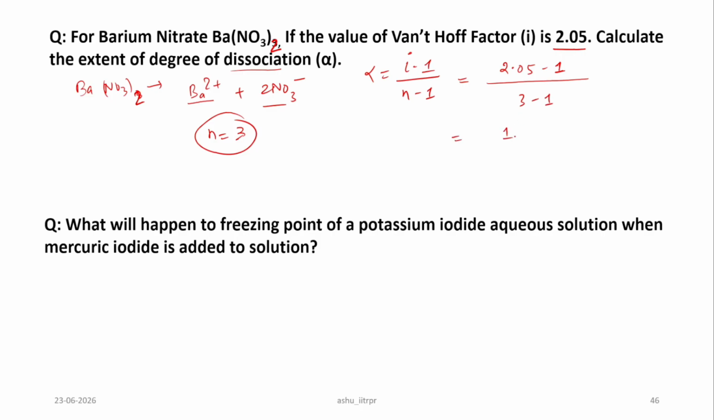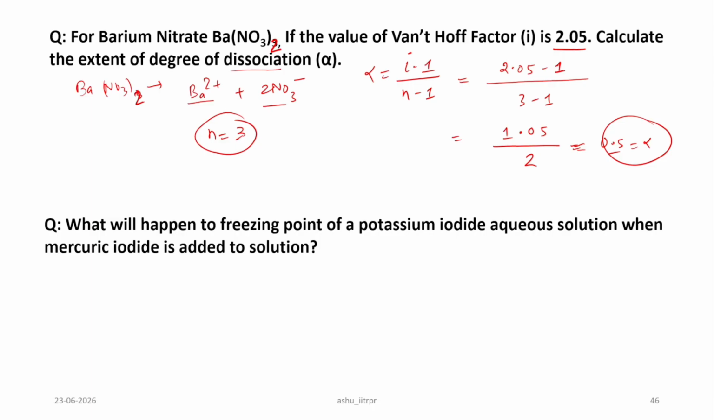So you can write 1.05, because 2.05 minus 1 is 1.05, divided by 2. So roughly you can take it as 1.05 divided by 2, so it would come out to be 0.5 approx. So that is the value of alpha. In this case, that means degree of dissociation is just 0.5. That means it is just 50%.